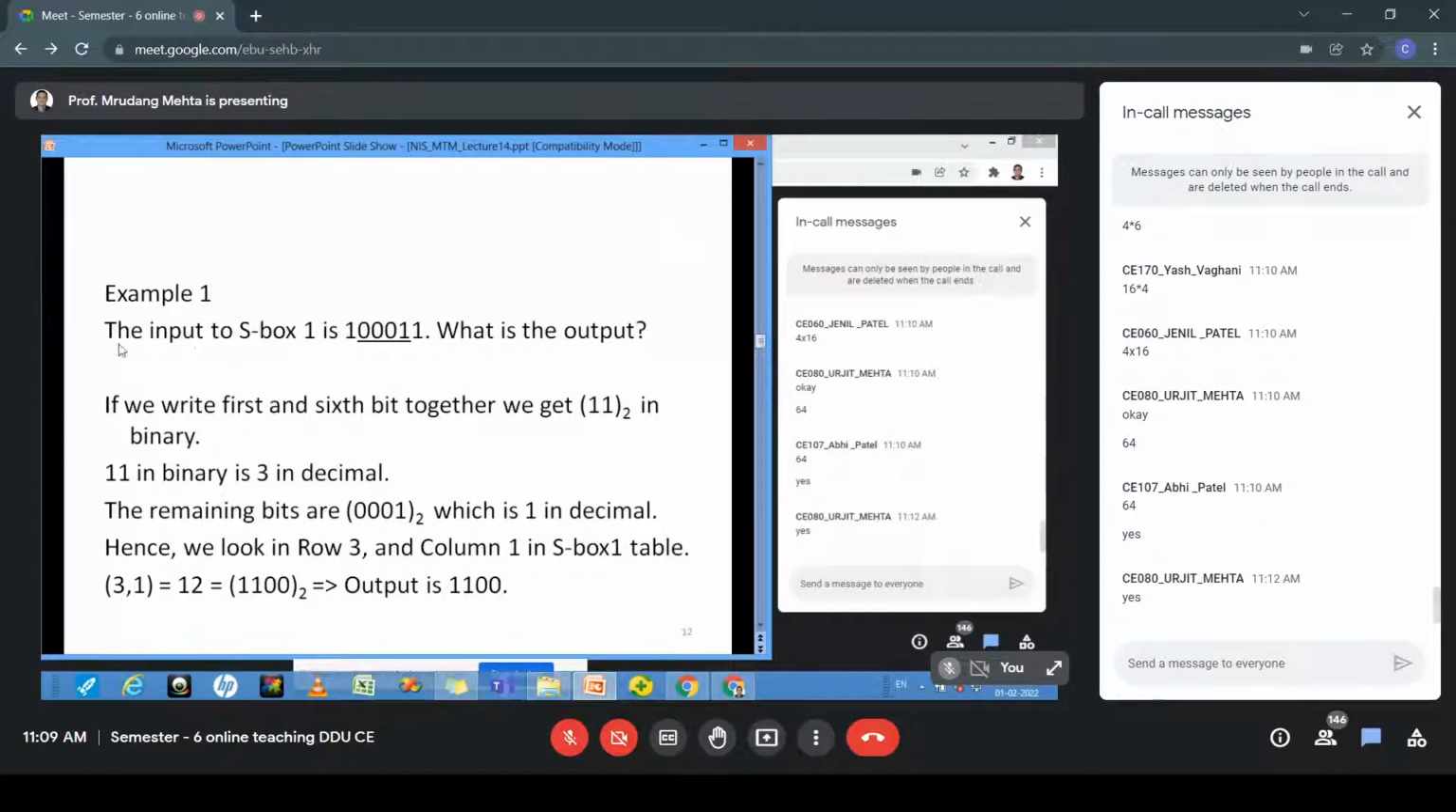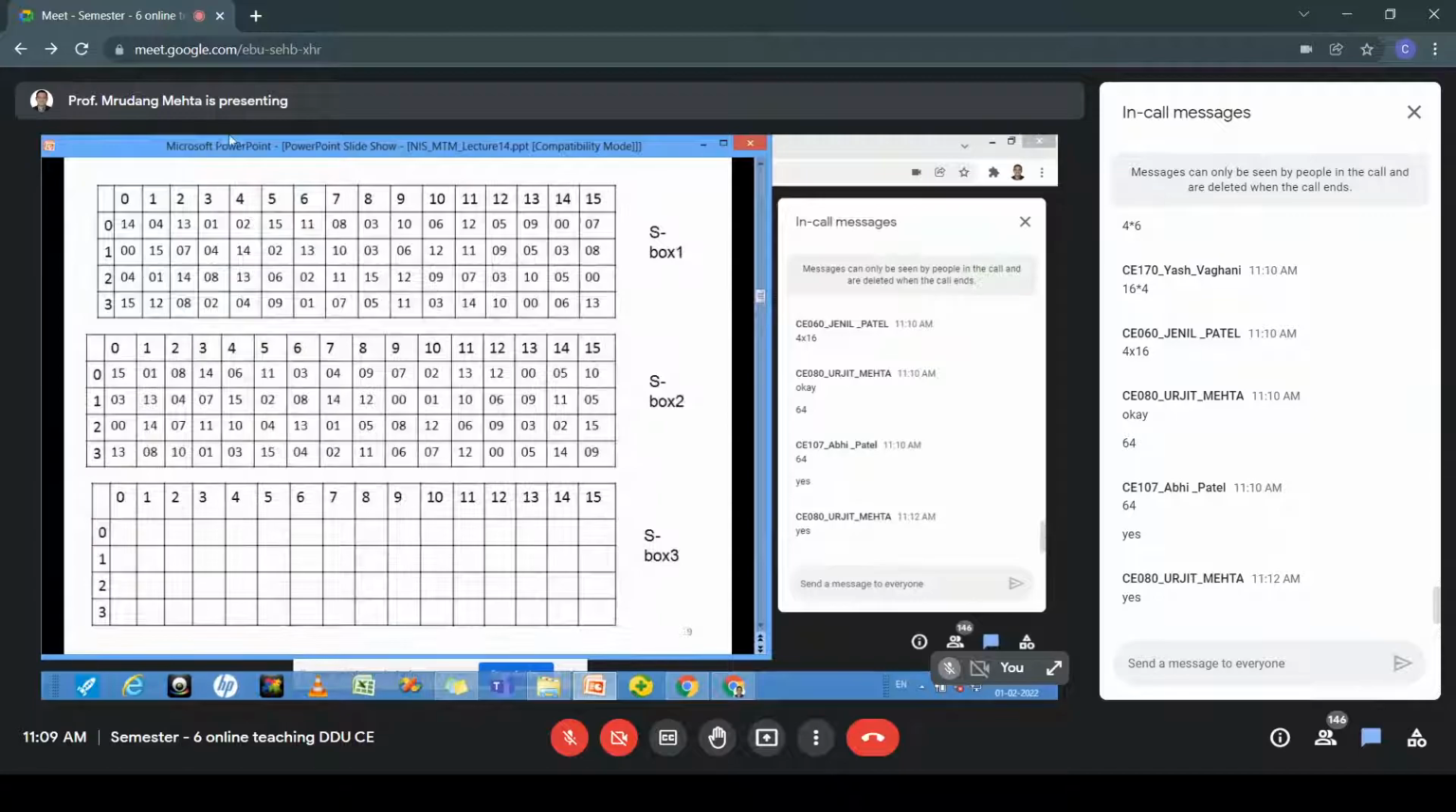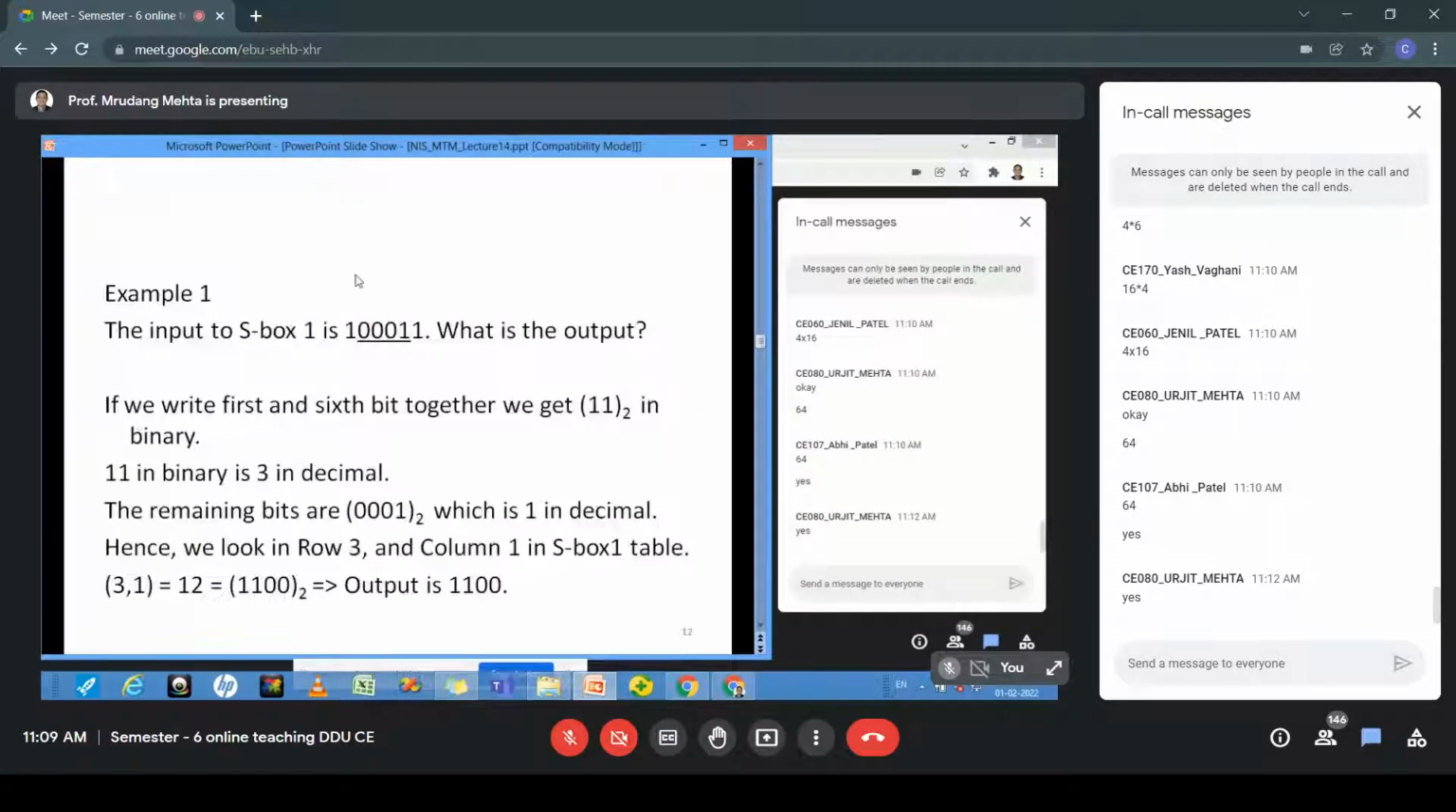In the first example, the input to S box 1 is given as a 6-bit binary: 1 0 0 0 1 1. It means that this S box 1 has an input 1 0 0 0 1 1. So what is the output? We want to know the output. How do we see that?